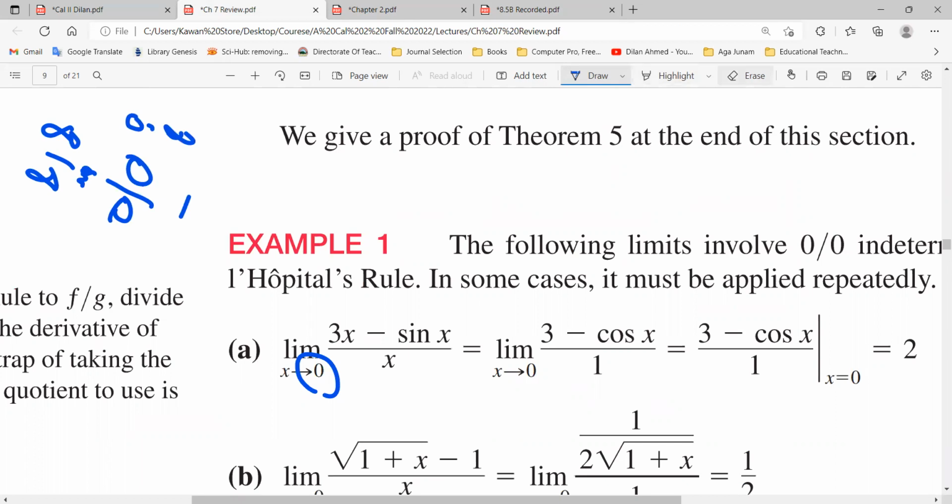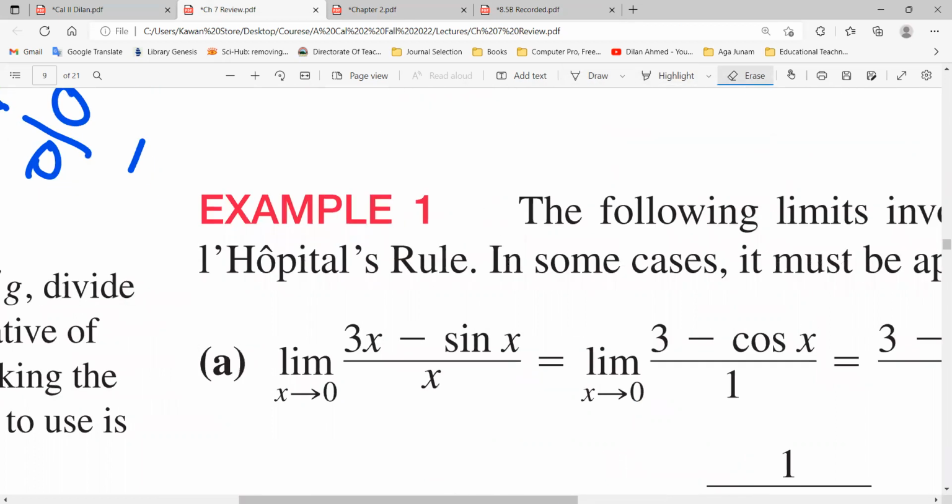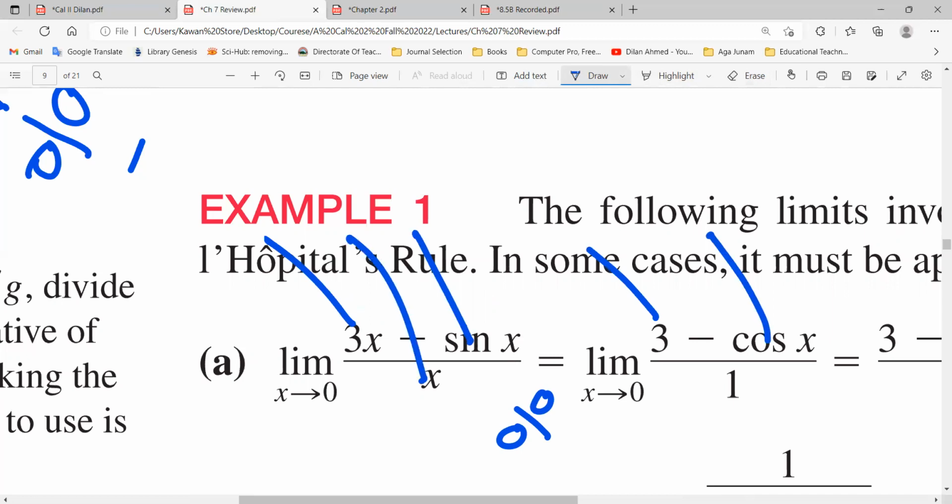So here we are. If I put 0, I'll get 0, and I'll get 0, and I'll get 0. So 0 minus 0 will be 0, so I get this form. Because I got an indeterminate form, I'm going to take the derivative here. The derivative of 3x will be 3, the derivative of sine is cosine, the derivative of x is 1. So we got that result.